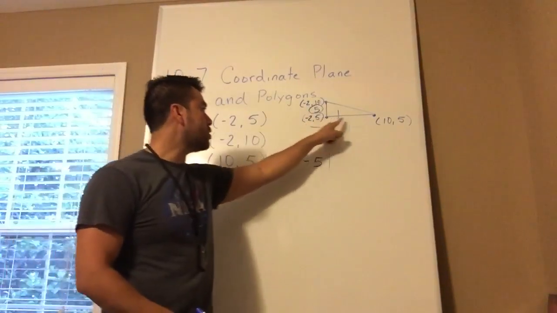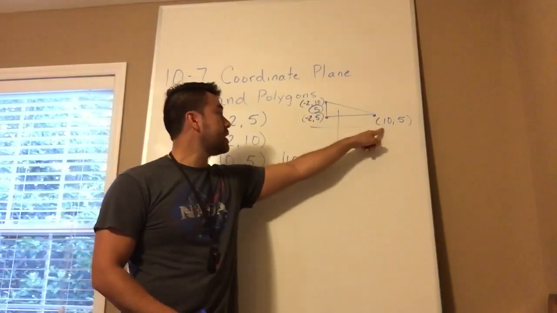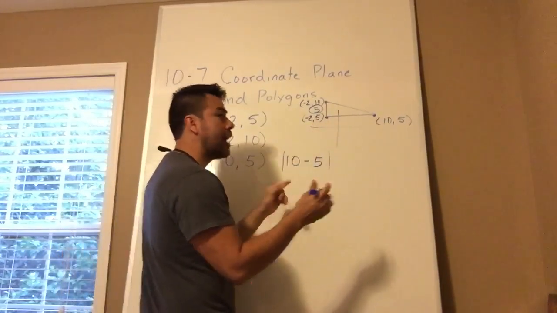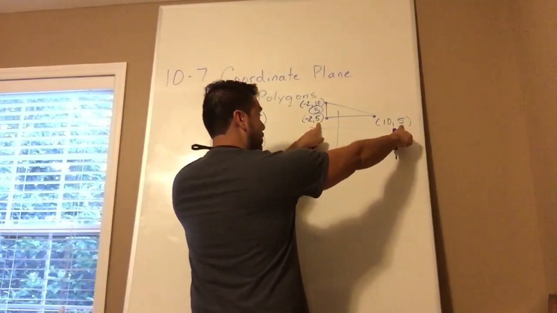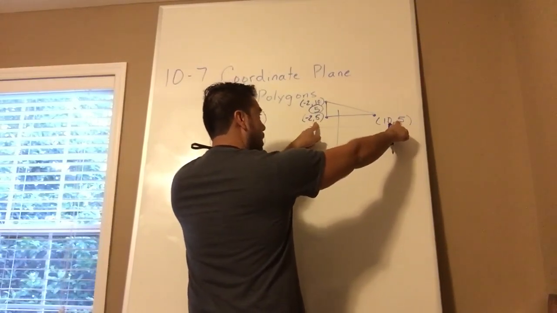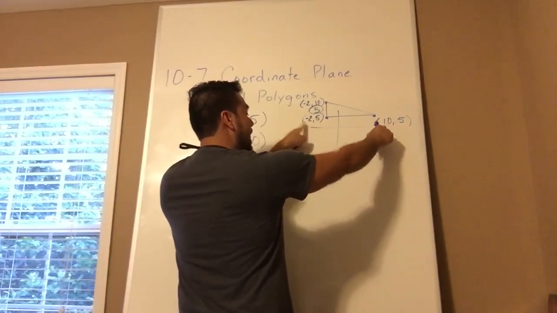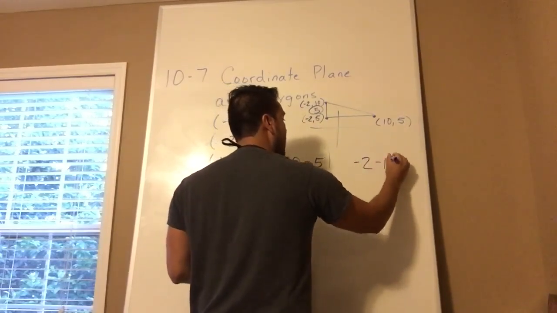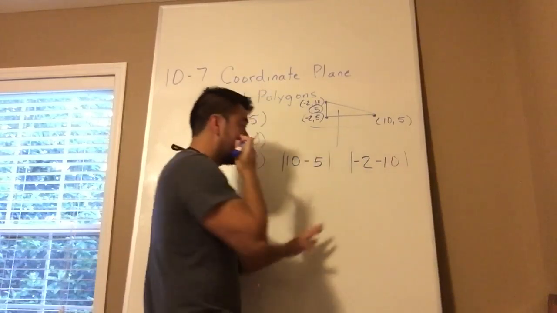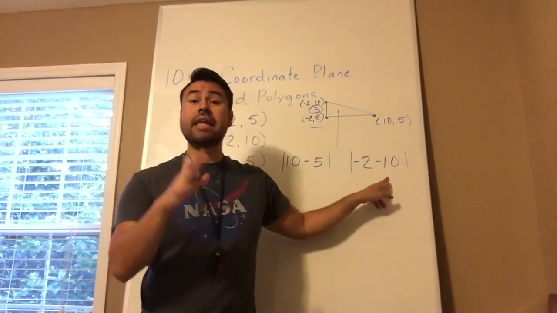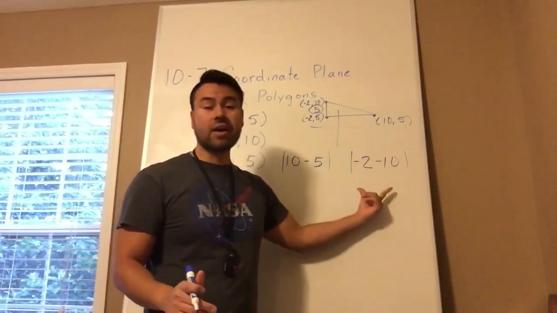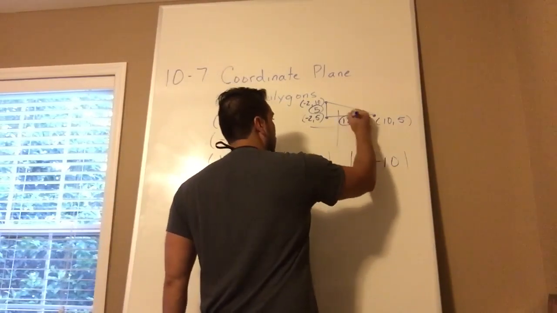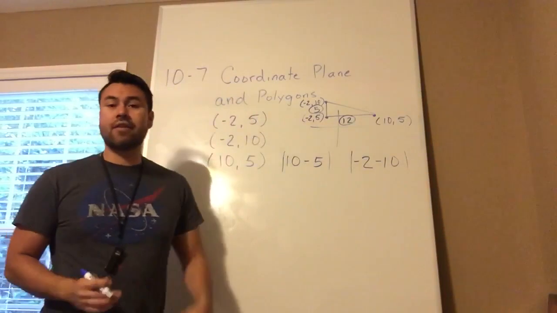Okay, between these 2 points, negative 2, 5, and 10, 5, what's the distance between these two? Well, what do they have exactly the same? 5, okay? So we're going to leave that alone. So we're going to deal with negative 2 and 10. So what's negative 2 minus 10 absolute value? Negative 12. What's the absolute value of negative 12? 12. So this distance would have been 12. And that's all I need to find the area.